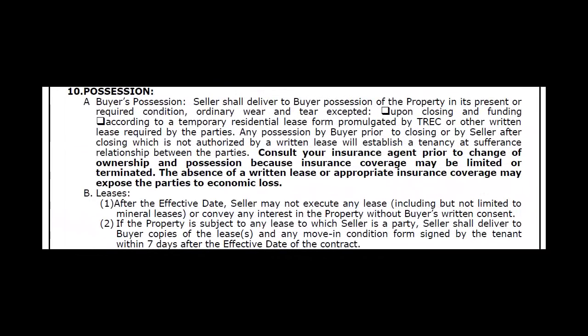Paragraph 10, possession. This is broken up into two different sections, the buyer's possession and leases. Let's go over buyer's possession. Okay, the buyer can either gain possession upon closing and funding or according to a temporary residential lease. If it's upon closing and funding, just realize closing and funding are two different actions, two different events.